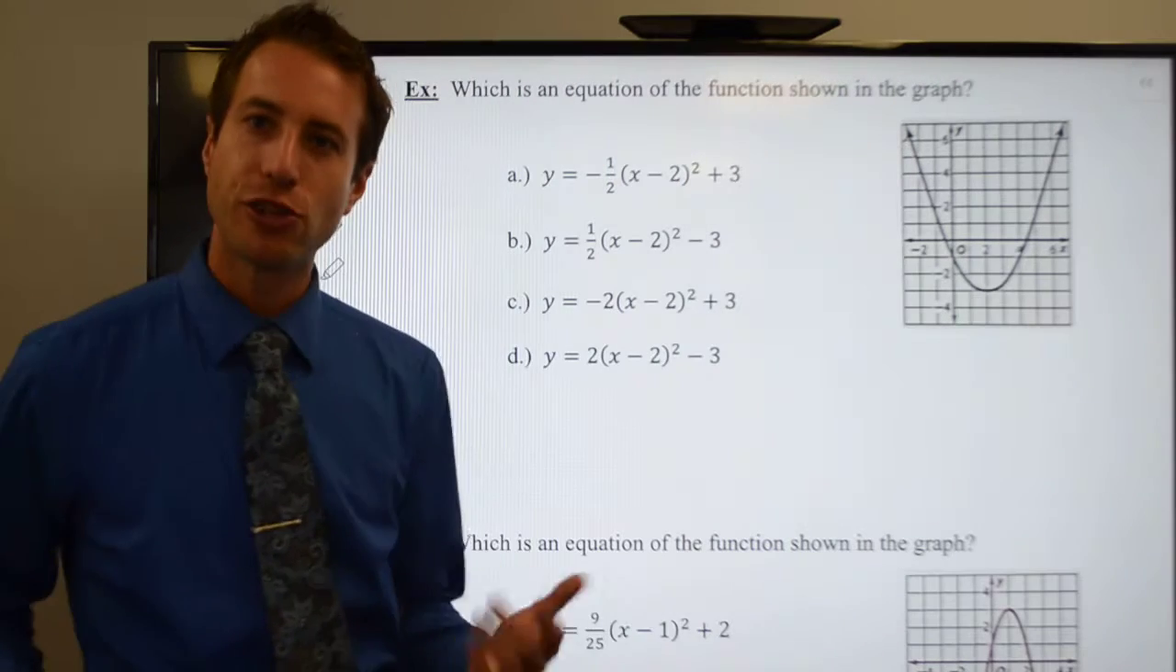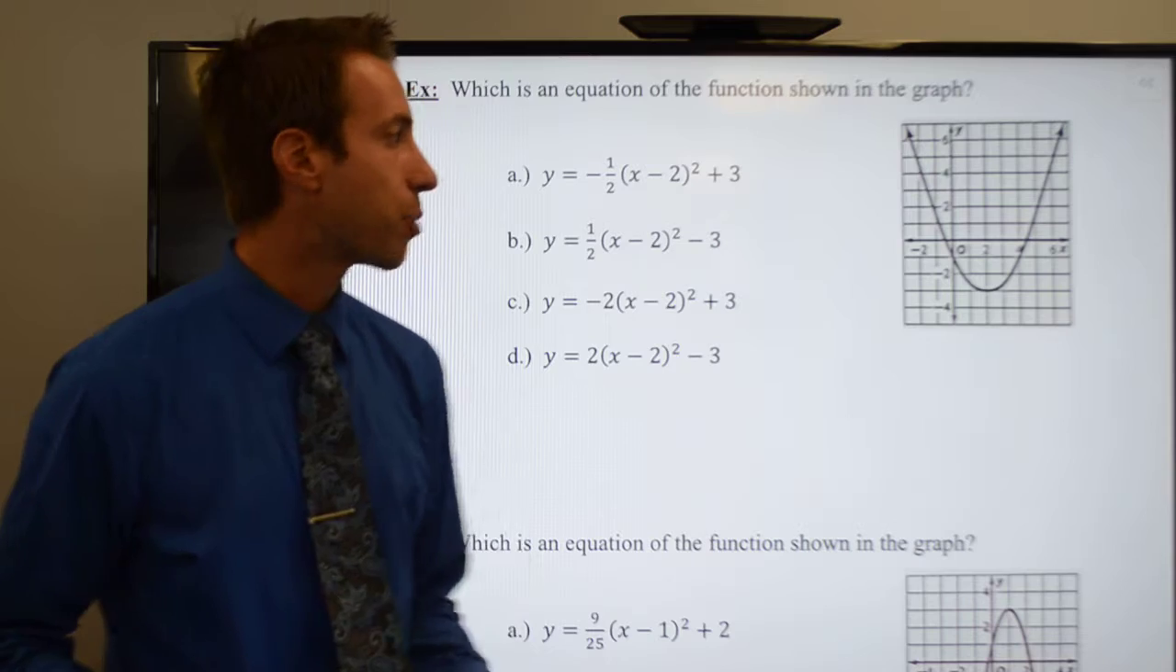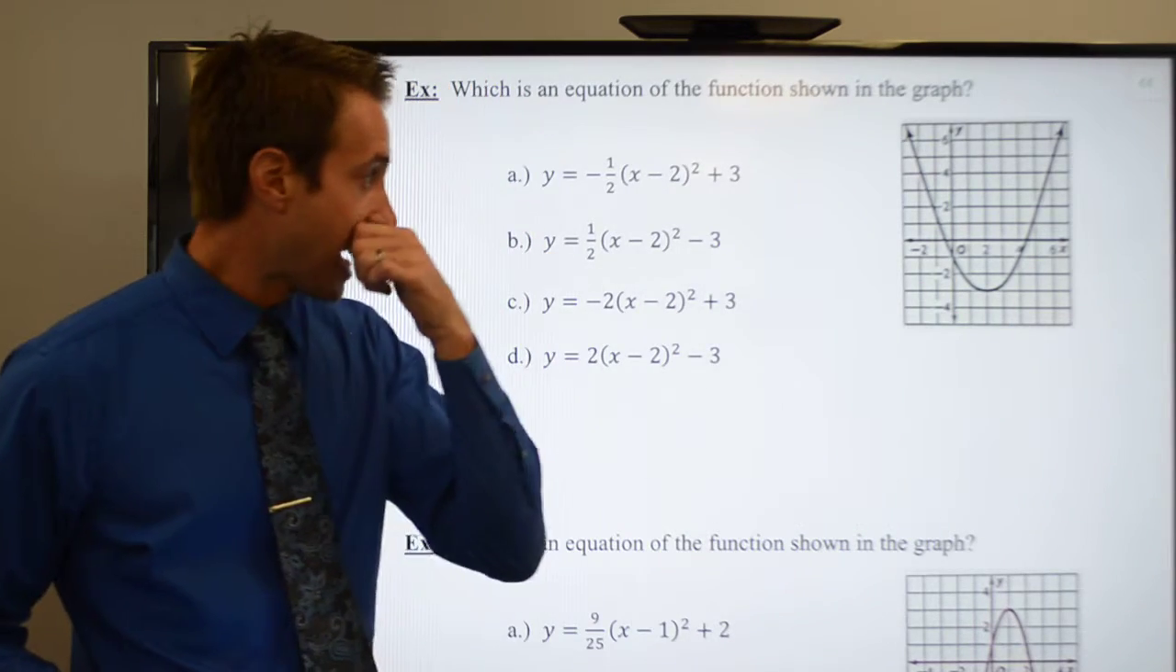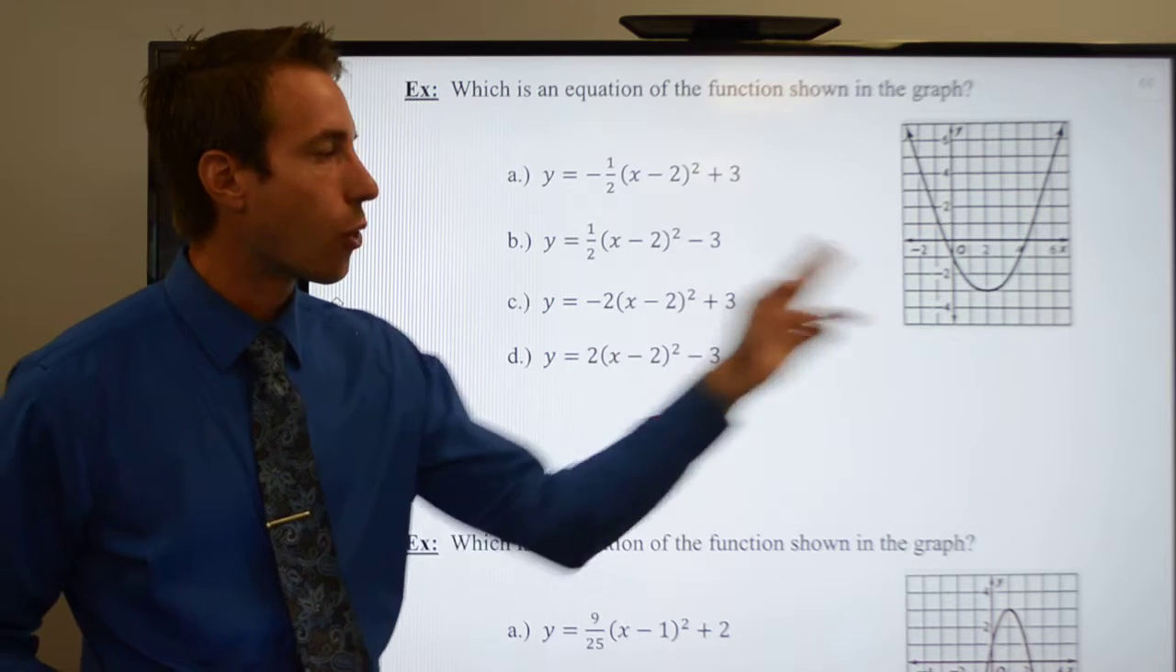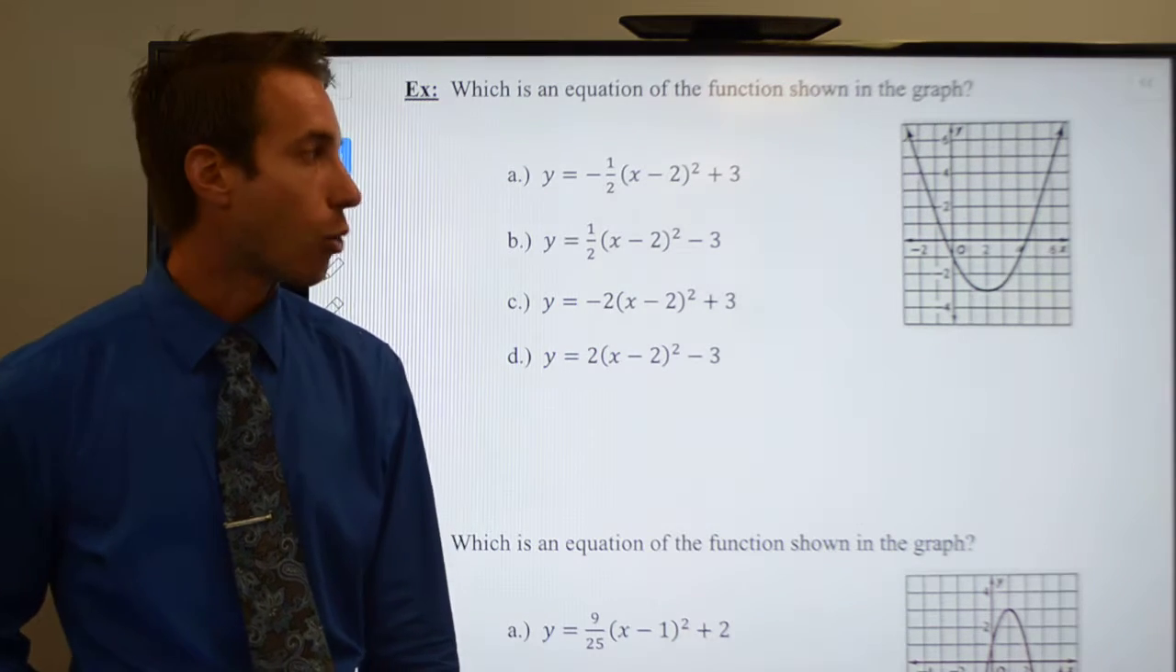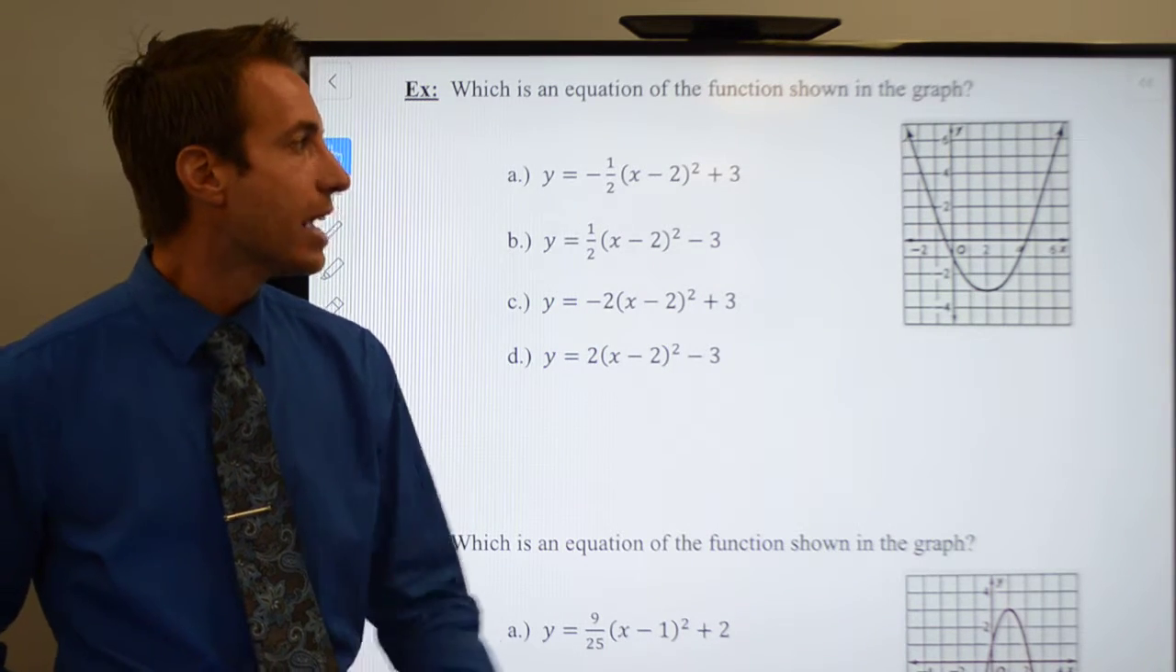All right, guys, welcome to this page of the notes, and let's go ahead and try a couple more of these problems where I give you a graph and you have to identify which equation in vertex form represents that quadratic.